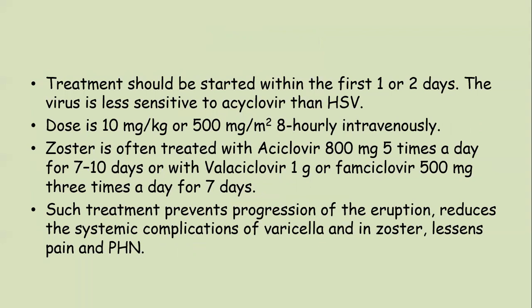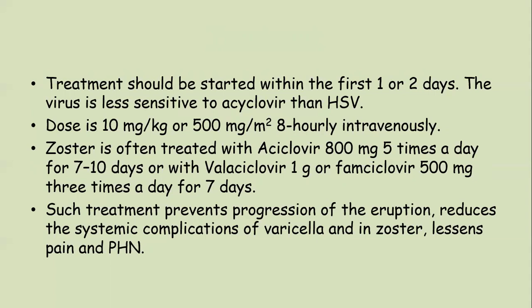However, this virus is less sensitive to acyclovir as compared to herpes simplex virus. The dose of intravenous acyclovir is 10 milligram per kg or 500 milligram per meter square 8-hourly intravenous. The dose in herpes simplex is 5 milligram per kg.